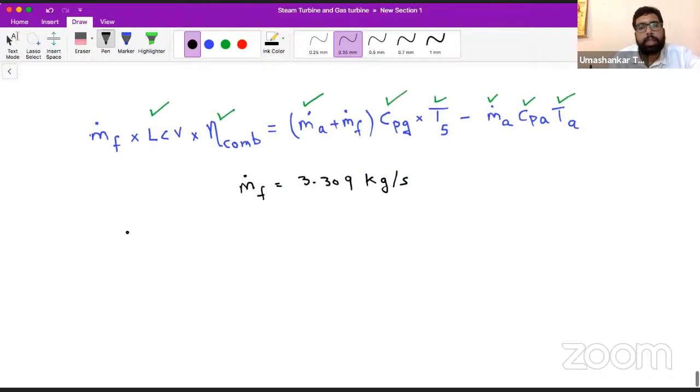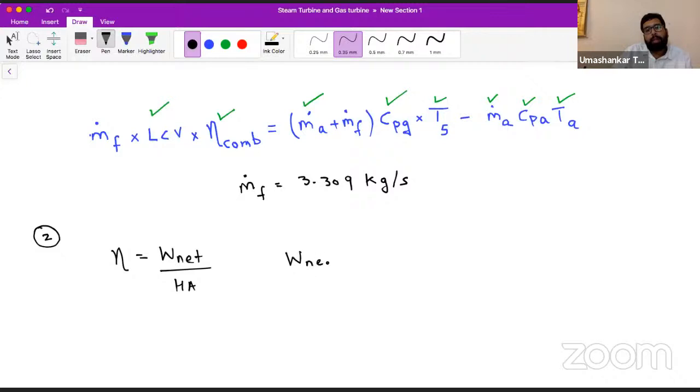So let us go to the cycle efficiency. What is cycle efficiency? Now see here, please pay attention. The cycle efficiency will be net work done upon the net heat added. We know it, no? So what is the net work done here? The net work done will be the net work done by the turbine. Got it? Okay.